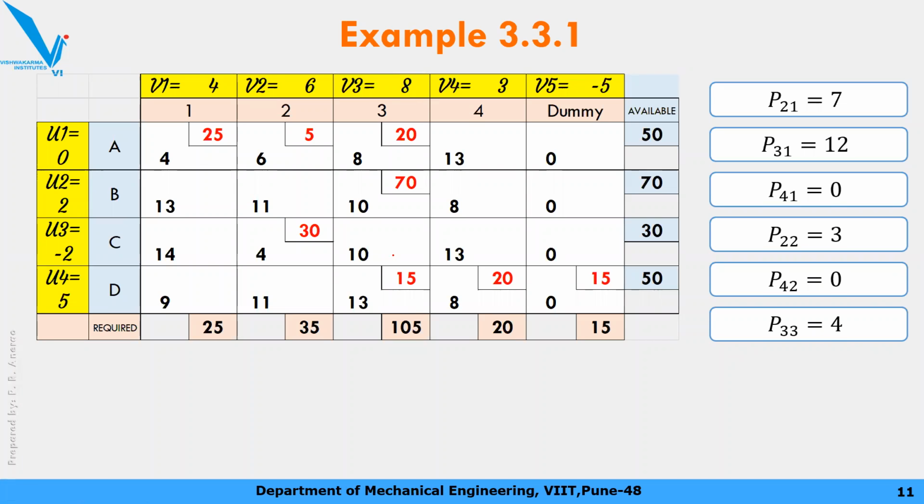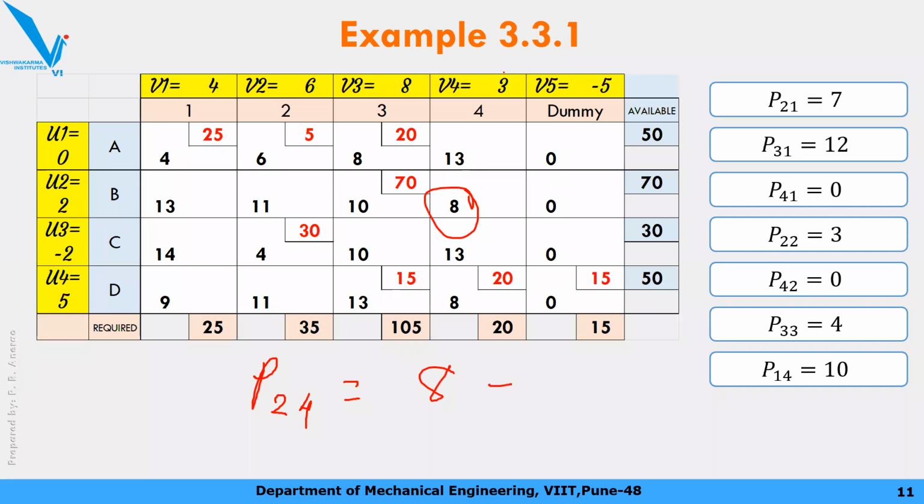Next one, this is done too. Let's go for 13. So 13 minus 3 plus 0. So that is 10. Okay. Next calculation for 8, we will calculate the penalty. The penalty at row number 2, column number 4 is equal to 8 minus 3 plus 2. That is 5. So P24 equals 3.